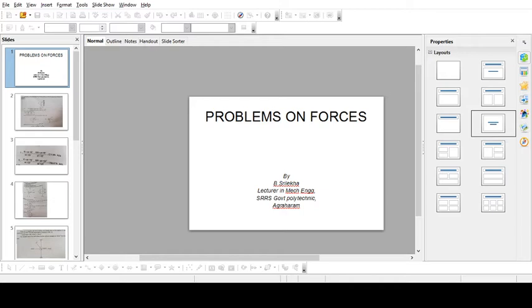In the next class, we discussed the method of resolution. If more than two forces are used, how can you find the magnitude of the resultant and its direction? For that also, we have done something.